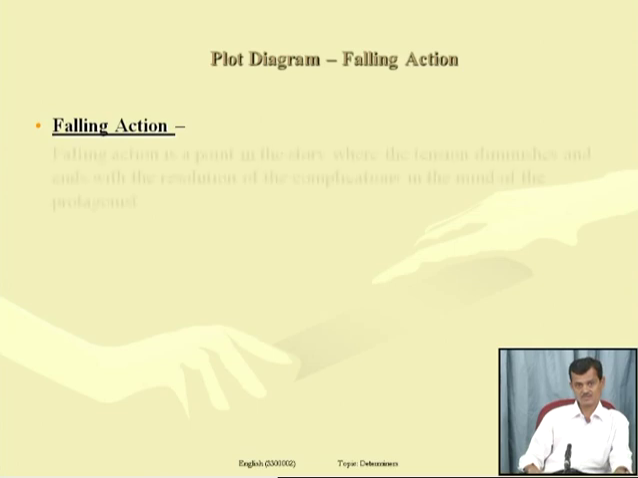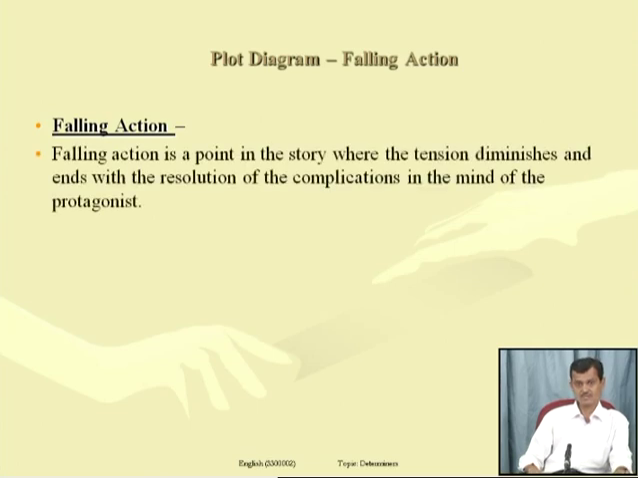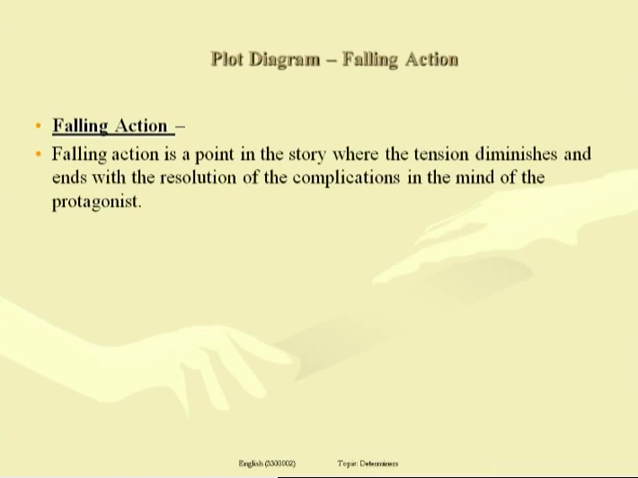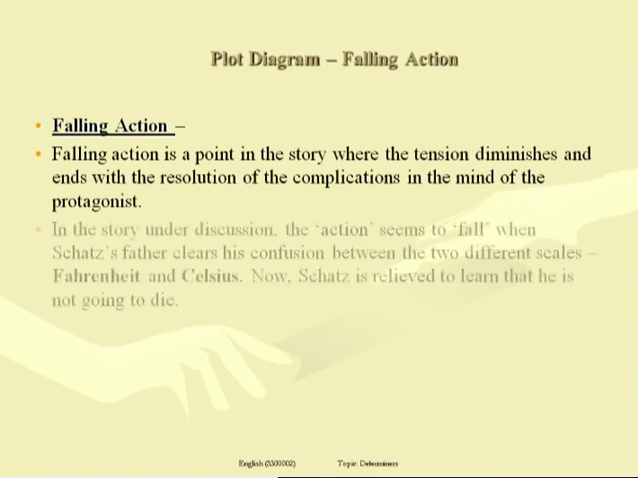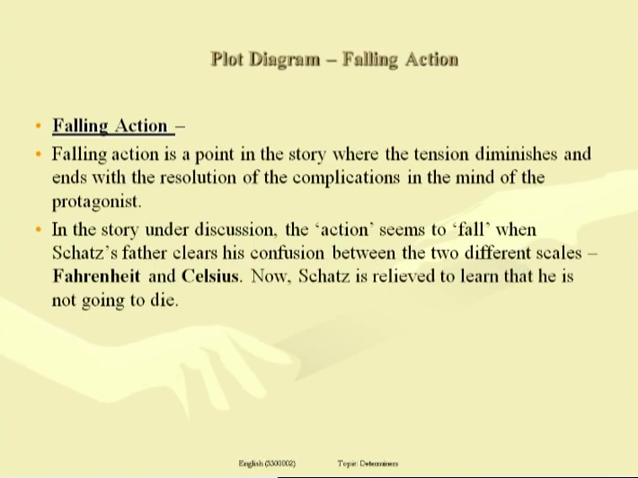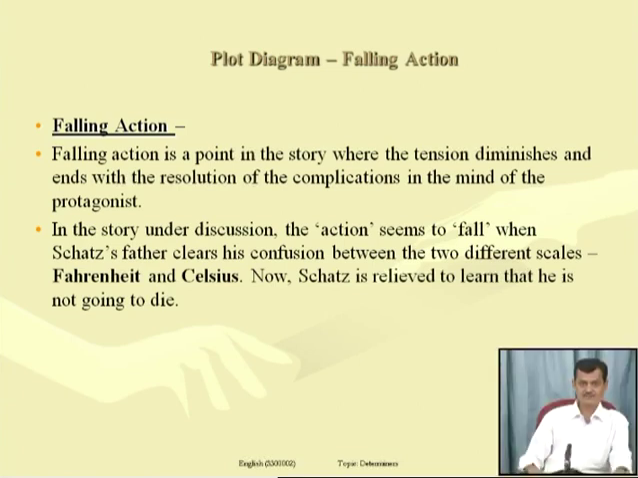Now, falling action. Falling action is a point in the story where the tension diminishes and ends with the resolution of the complications in the mind of the central character. In the story under discussion, the action seems to fall. In other words, falling action happens when Schatz's father clears his confusion between the two different scales, Fahrenheit and Celsius.